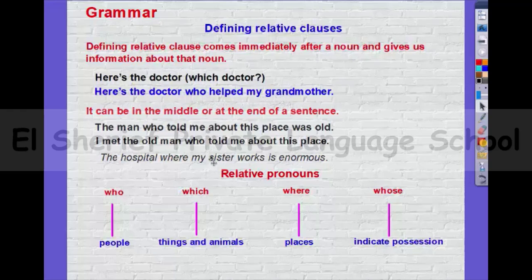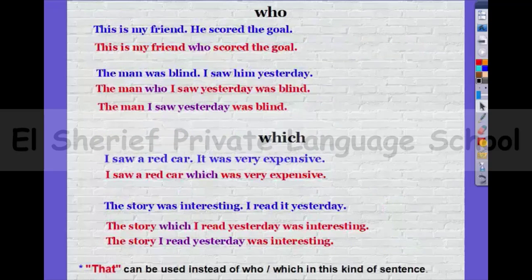So now let's move on and study each one of these relative pronouns separately. Here we have the relative pronoun who. As we said before, this relative pronoun links two sentences together and refers to a person or people. So here is the first example. This is my friend. He scored the goal.